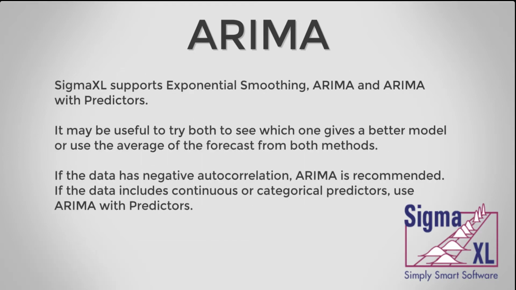SigmaXL supports exponential smoothing, or ARIMA. It may be useful to try both to see which one gives a better model, or use the average of the forecast from both methods. If the data has negative autocorrelation, ARIMA is recommended. If the data includes continuous or categorical predictors, use ARIMA with predictors.